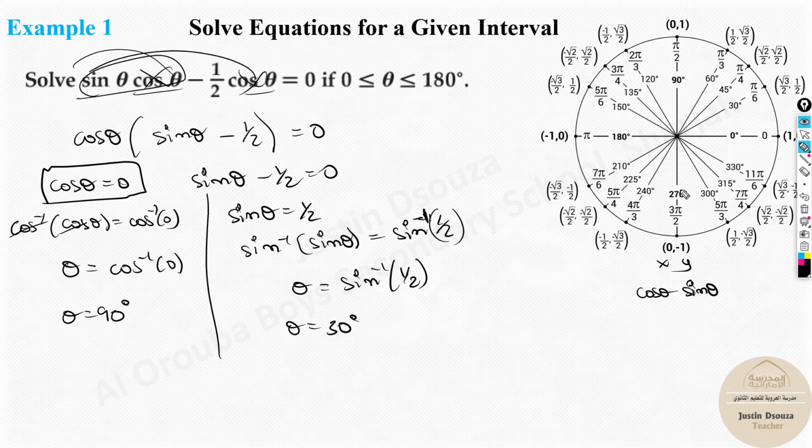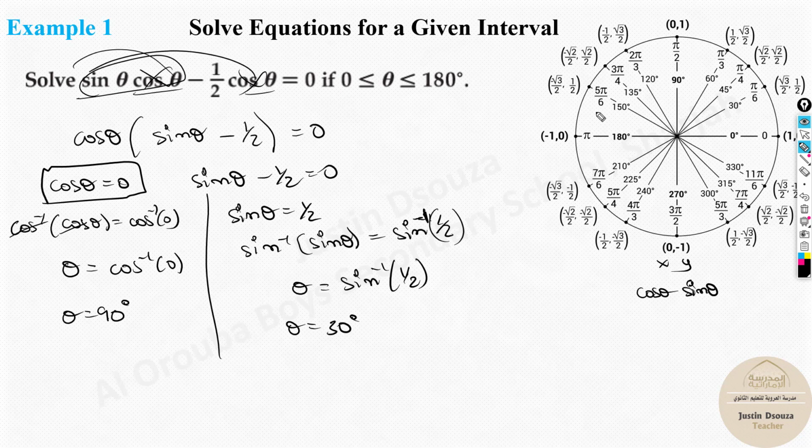Same way, theta equals 30 degrees. Sine theta is half. When is sine theta half? When it is 30 degrees. So that is how we find it. Now we found one answer, yes. You can see sine theta is half.